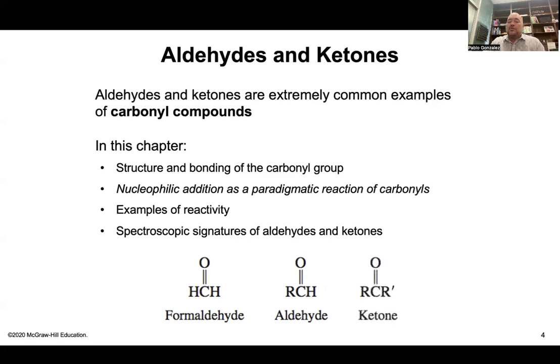And when you have two alkyl groups attached to that carbonyl, you have a ketone. Those alkyl groups can be the same. If they're the same alkyl group, you're going to have a symmetric ketone. If they are different, then you're going to have a non-symmetrical or unsymmetrical ketone.